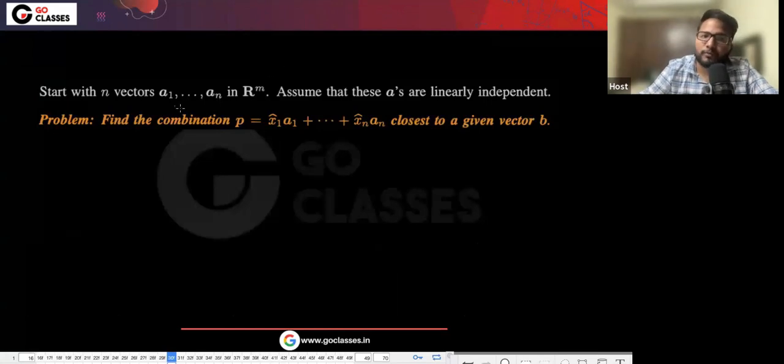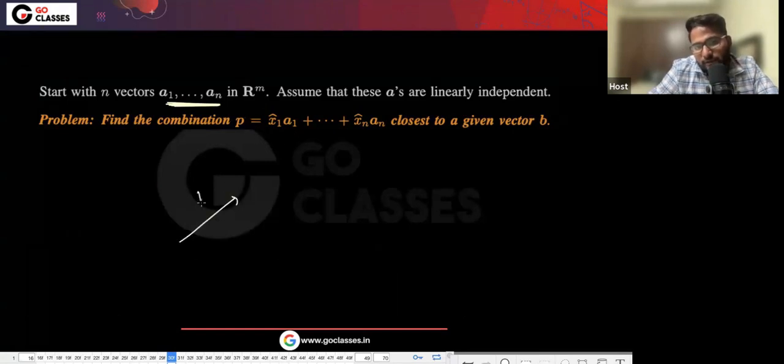Okay. So suppose we have n vectors, right, in Rm. Assume that the A's are linearly independent. Let's suppose this is the basis, right? This is the basis. Now we want to find the projection, okay, of B. In other words, we want to find some vector P, right? So this is B. Again, the same diagram.